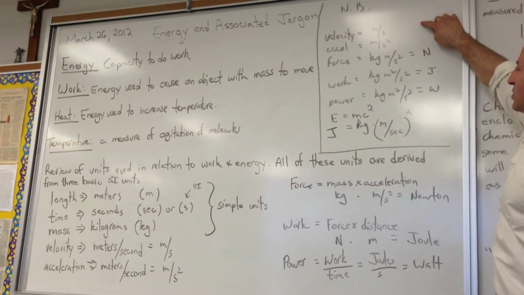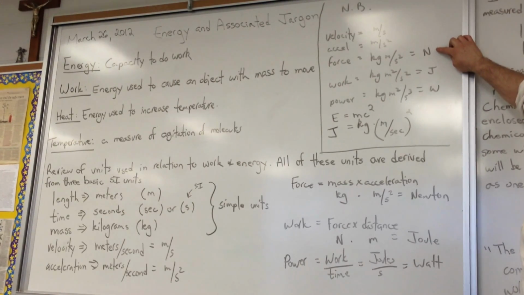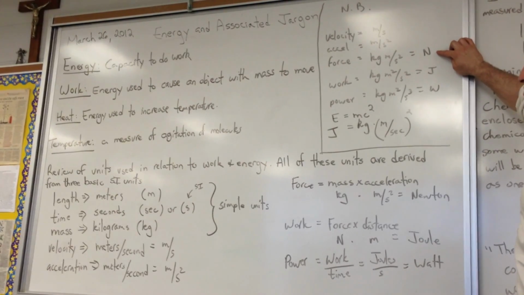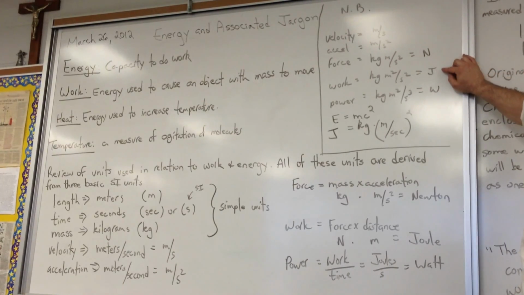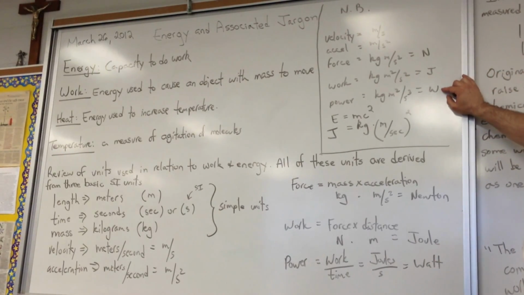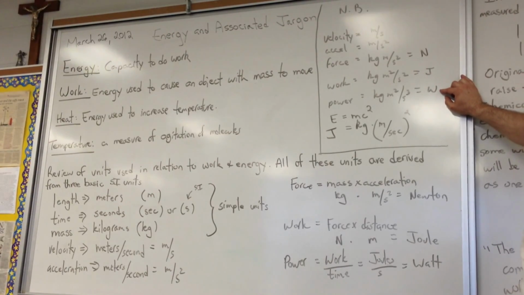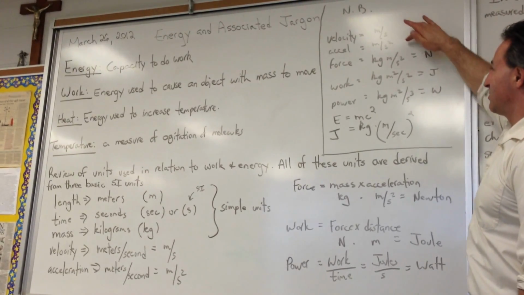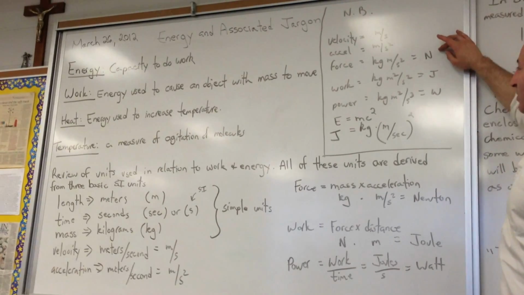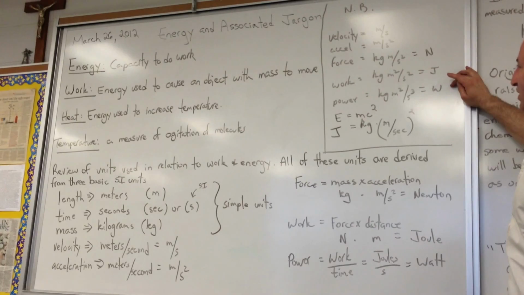We have velocity, which is meters per second, acceleration, which is meters per second squared, the Newton, which is kilogram meters per second squared, the joule, which is kilogram meters squared per second squared, and we have power, which is kilogram meters squared per second cubed. So you see how there's a pattern there: meter per second squared, kilogram meters per second squared, kilogram meter squared per second squared, kilogram meter squared per second cubed.